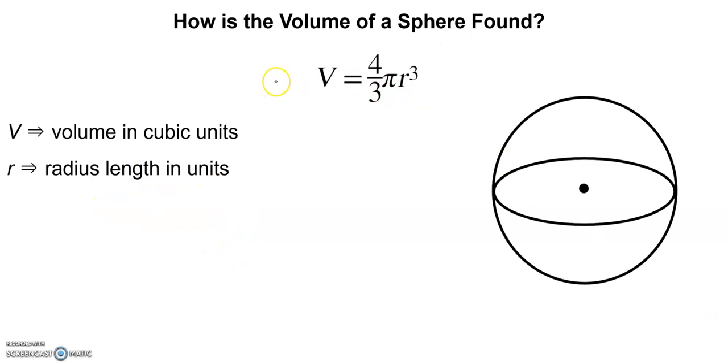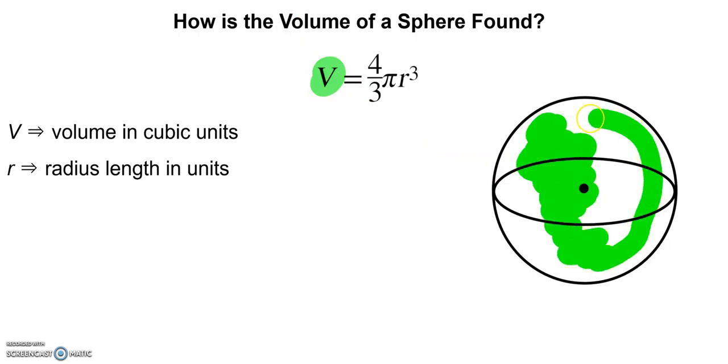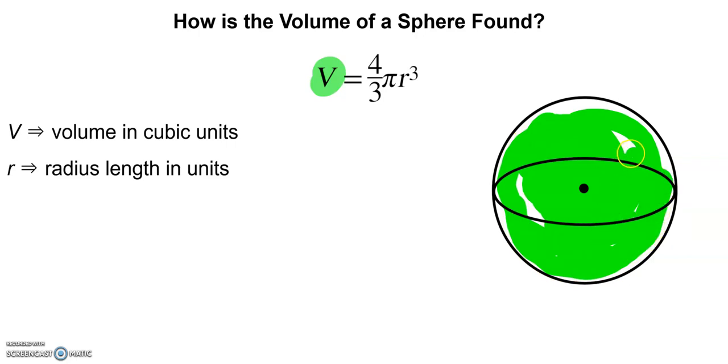So the formula for volume of a sphere, volume of any sphere, is 4/3 times pi times radius cubed, where V is going to be my volume in cubic units, and r is the length of the radius in regular units, in just units. So volume, remember, is how much space the sphere occupies. So volume is all the good stuff I can throw into this sphere right here. This is the volume.